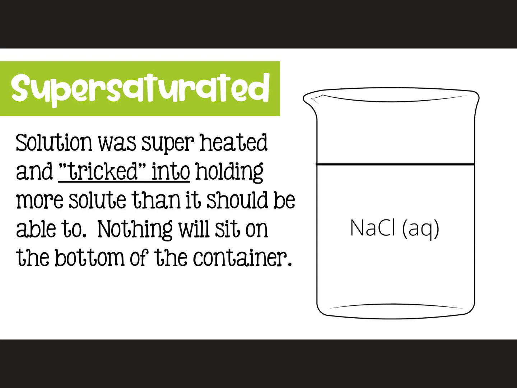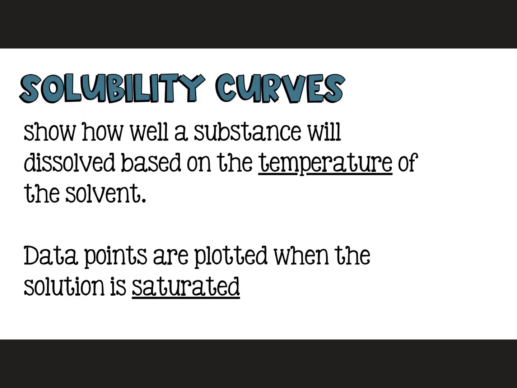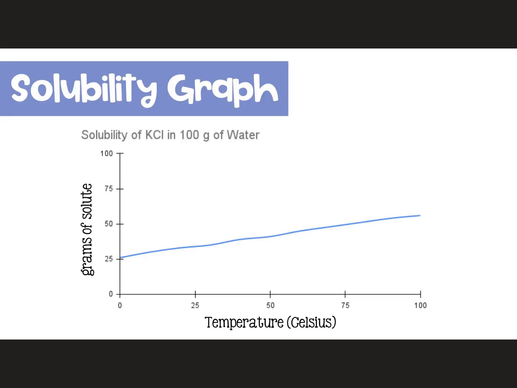We use a solubility curve to show how well a substance will dissolve based on the temperature of the solvent. Data points are plotted when the solution is saturated. Here is an example of a solubility curve showing the solubility of potassium chloride in 100 grams of water.